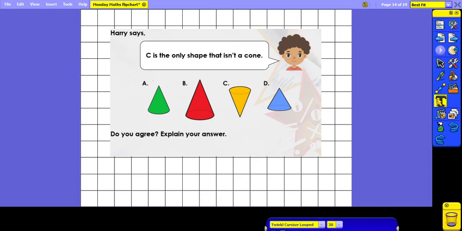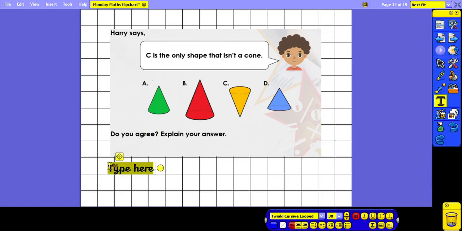So we can say that Harry is incorrect because he is saying C is not a cone, but we know it is. So Harry is incorrect because shape C is a cone.